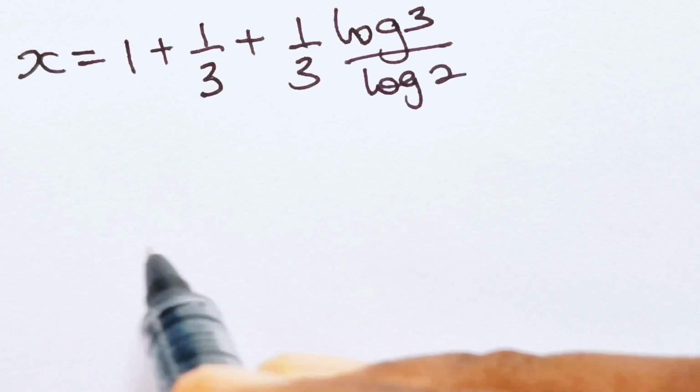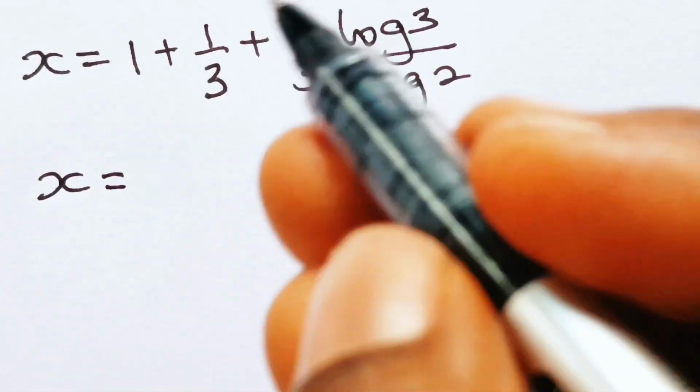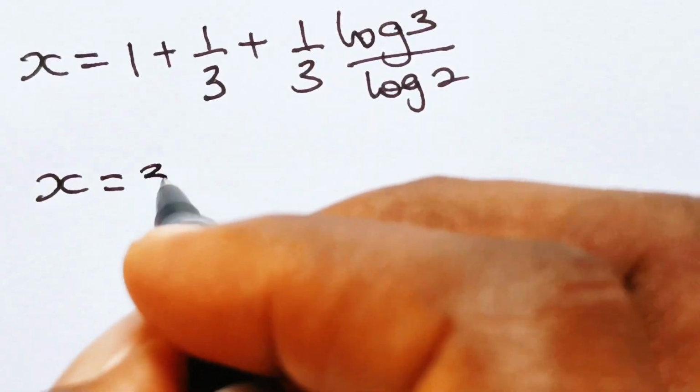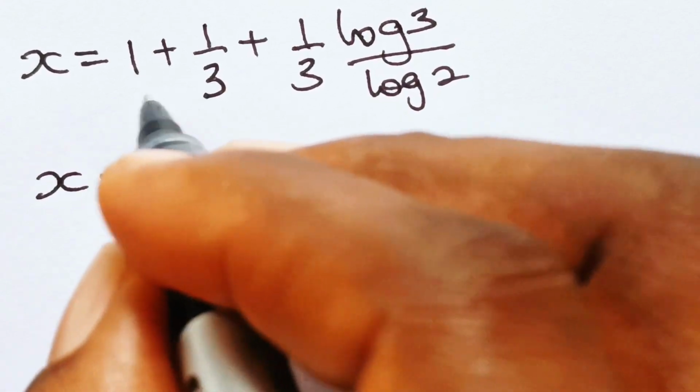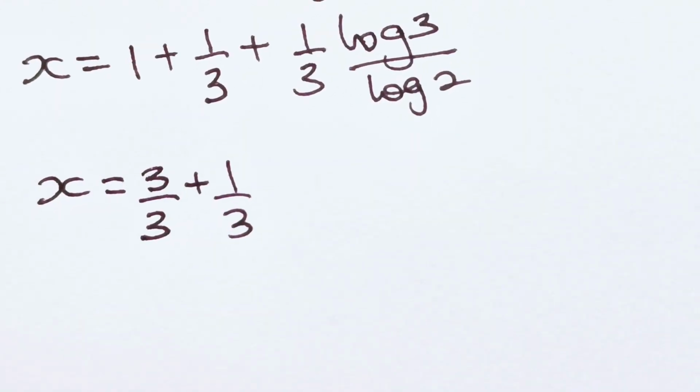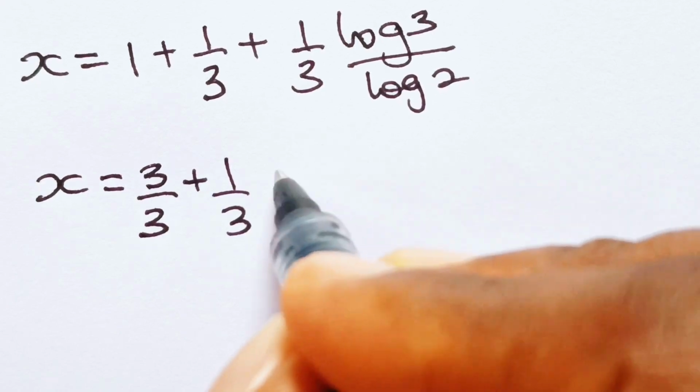Now we have x is equal to 1, which is the same thing as 3 divided by 3, plus 1 over 3, because I want them to have the same denominator so that I can easily solve them.